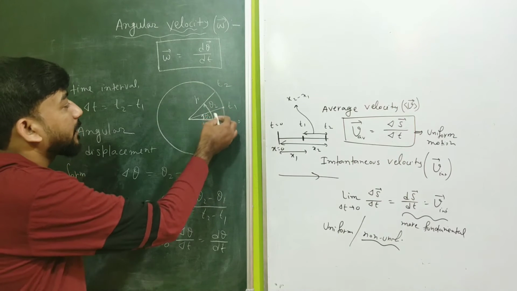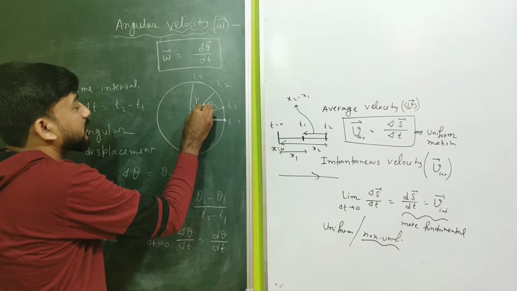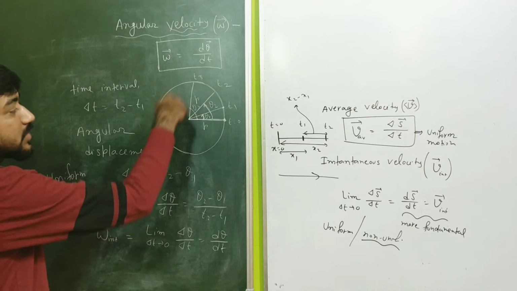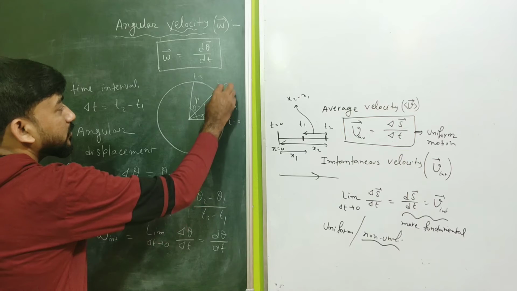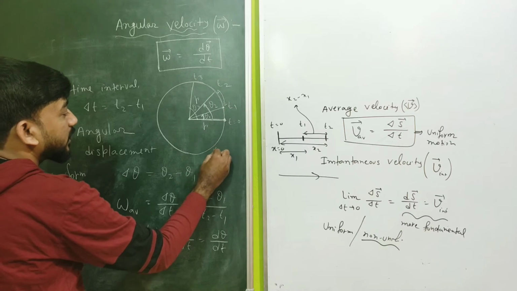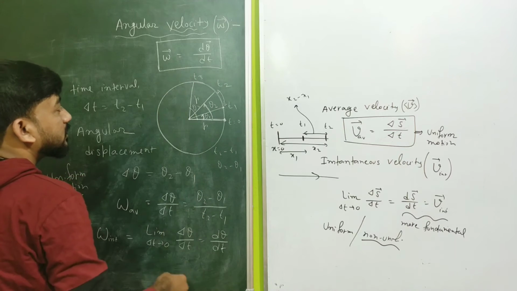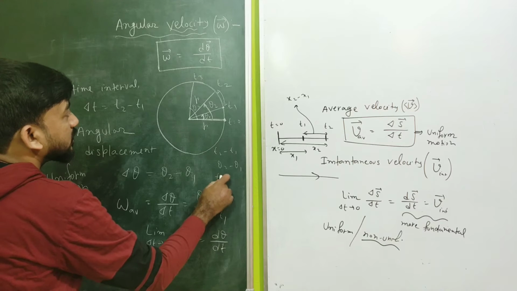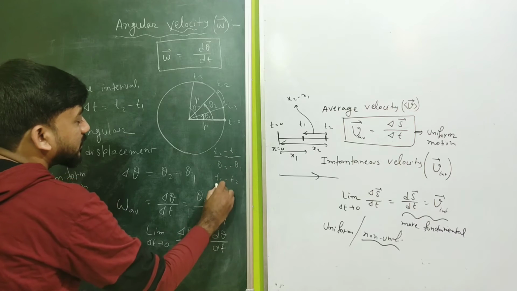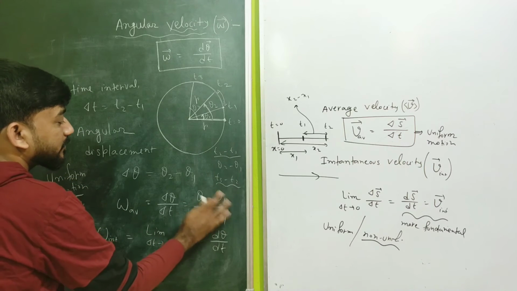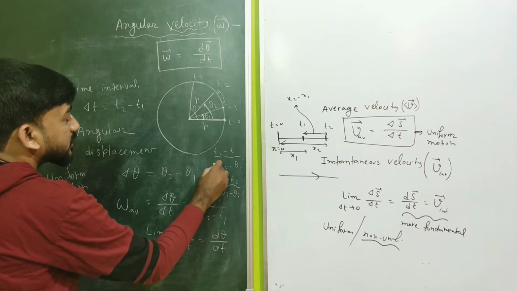So if you talk about another time, that is t3, and if this is theta 3, then obviously if this is uniform circular motion, then for the time interval t2 minus t1, the angular displacement is theta 2 minus theta 1, and for the time interval t3 minus t2, what is the displacement? If this time interval and that time interval are the same, then obviously the angular displacement, that is theta 3 minus theta 2, will be the same as theta 2 minus theta 1.